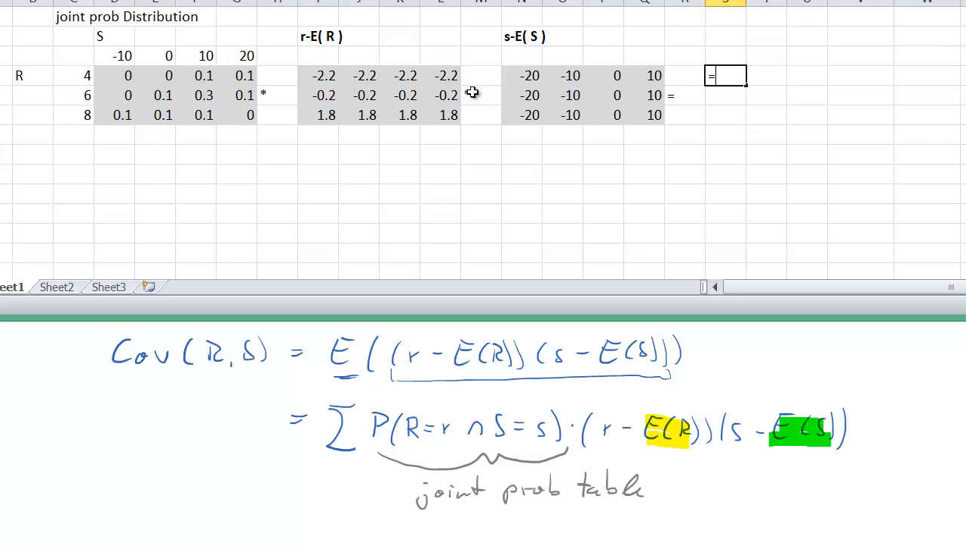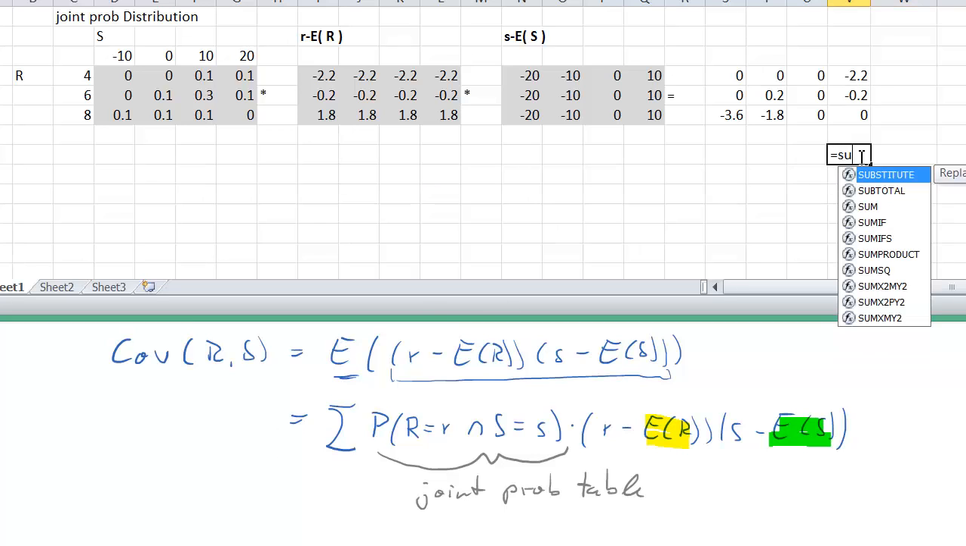So what we now need to do is calculate the product of the joint probability times R minus the expected value of R times S minus the expected value of S. And we do that for all 12 possible outcomes. So we just copy that formula across and we get automatically the correct outcomes, and then we just need to sum up all these values, because we need to calculate the sum of this product. So that's easily done in Excel.